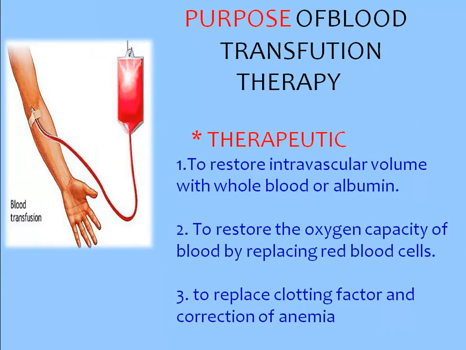What are the therapeutic indications? To restore the intravascular volume with whole blood or albumin, to restore the oxygen carrying capacity of the blood by replacing red blood cells, and to replace clotting factors and correct anemia. Usually around 330 ml of blood is given per unit, and it contains about 50 to 60% hematocrit. That is, it increases the oxygen carrying capacity by that much.